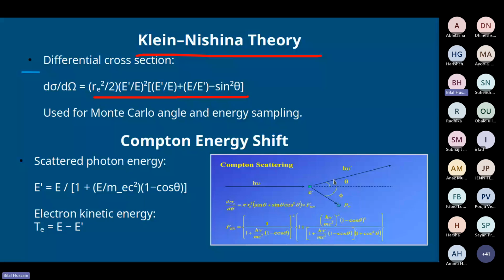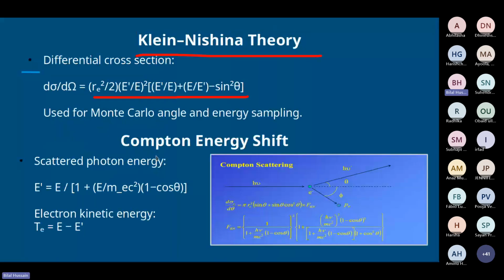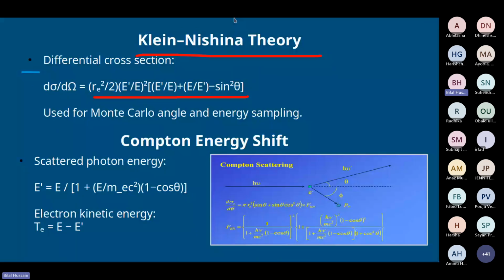But what happens is, I'm not going to deal with this mathematical part. We know, everybody must have studied about this, how it is coming. But what is essentially for Monte Carlo I'm doing here? Bound electron effects. As I told you, the Klein-Nishina model is talking about the free electron model. That means that there is no interference of other electrons in this interaction type.